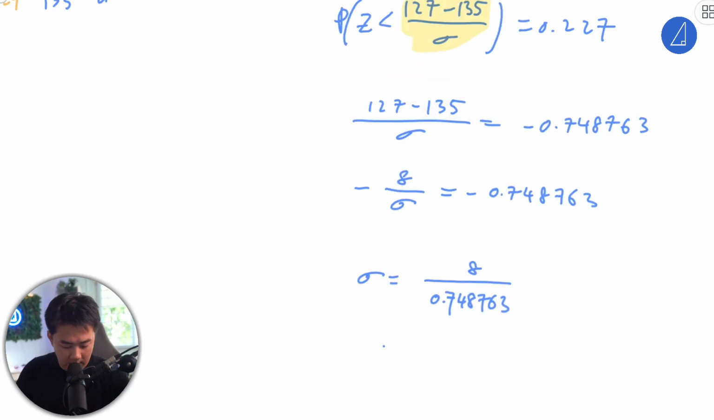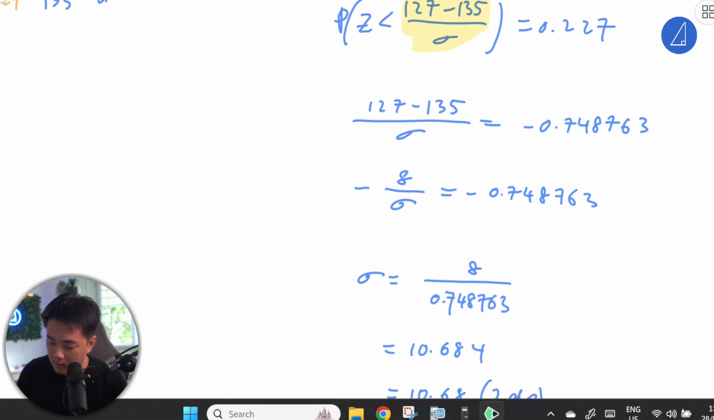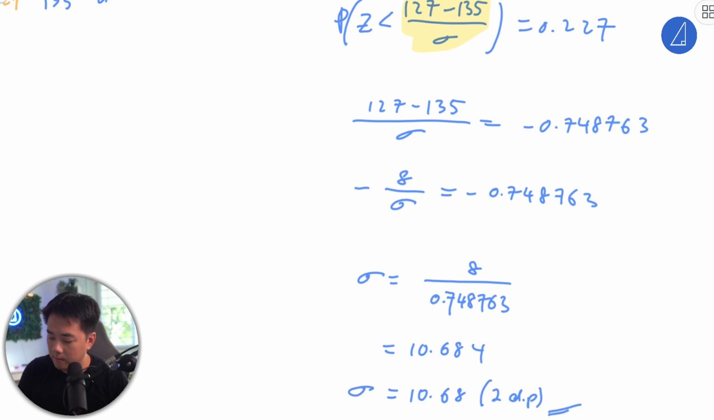Then we just solve this linear equation here. So in this case, what I'll get is 10.684, 10.68 for sigma. Okay, there you go.